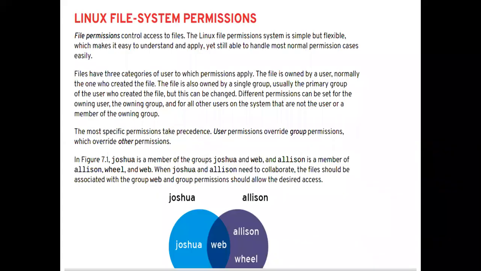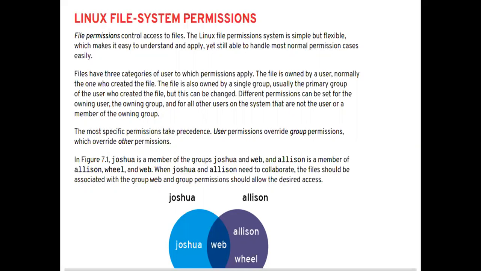You know that Linux by default does not provide any execute permission to any files and folders. File permission controls access to files. The Linux file permission system is simple but flexible. And you know, files have three categories of user to which permission apply. The file is owned by a user, normally the one who created the file. The file is also owned by a single group.